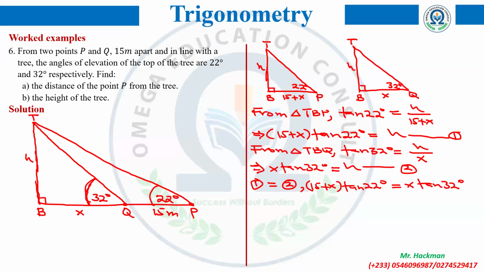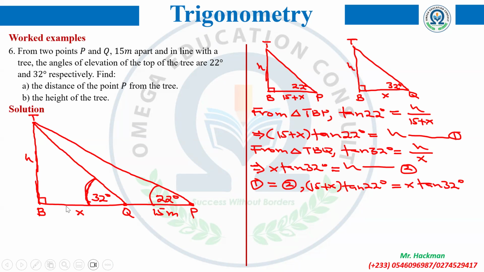Yes, please. Okay, so now what are we looking for? If you are able to find x, then we can get the distance. The question is asking us to find the distance of the point P from the tree. So the distance of the point P from the tree will be the entire distance here. Is that not it?